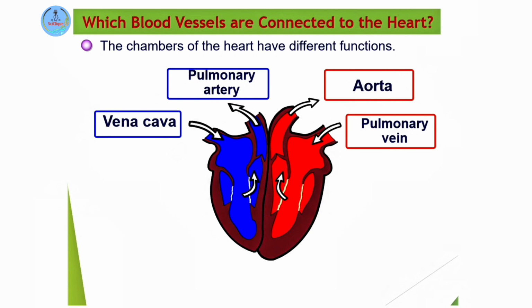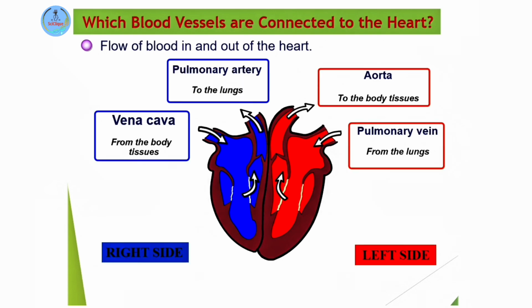Let's discuss where these blood vessels are transporting blood to and from. So starting with the vena cava. Now the vena cava transports blood from the body tissues back to the heart. So as you can imagine, this is going to be deoxygenated blood because most of the oxygen has been supplied to the body tissues. So this blood then passes into the right atrium, the right ventricle, and is then pumped out to the pulmonary artery where it's going to be transported to the lungs.